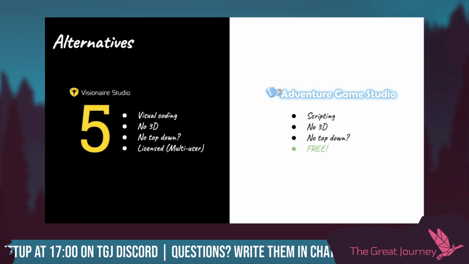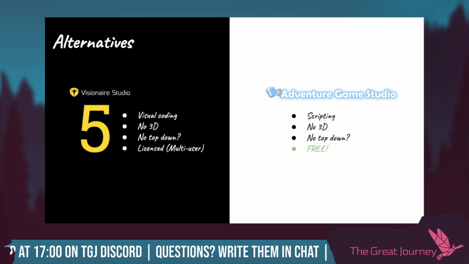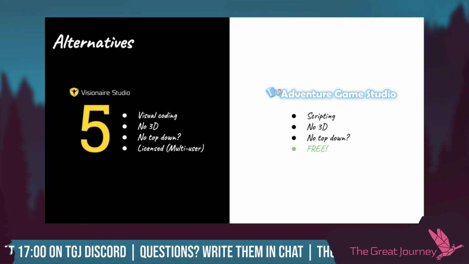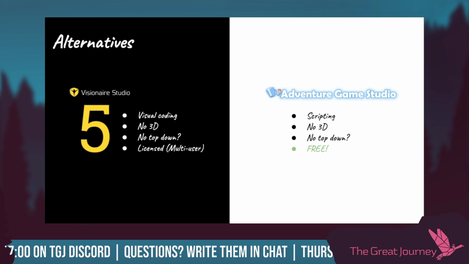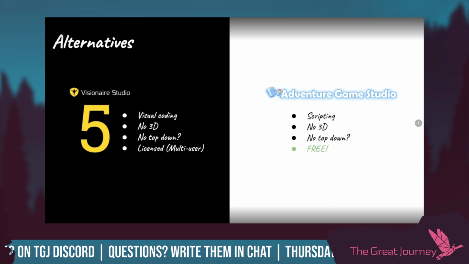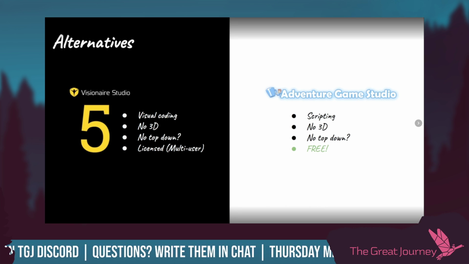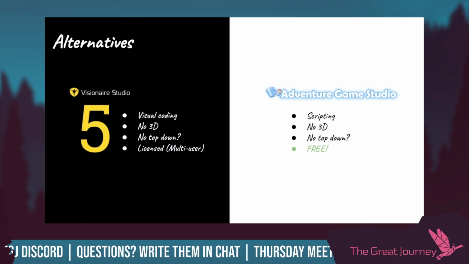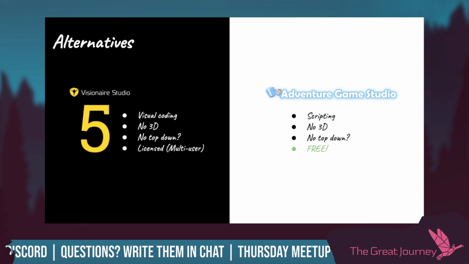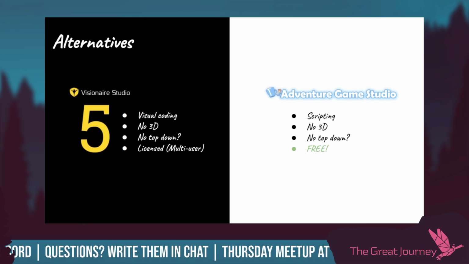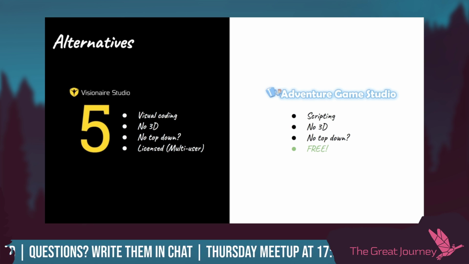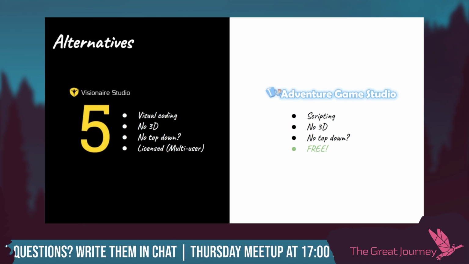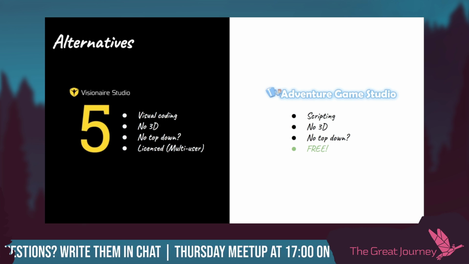And then we also have the Adventure Game Studio. It doesn't have visual coding, but it has a very neat system for scripting, and from what I can tell, it's based on C. They also have 3D, and I haven't seen any support for top-down games either. But the biggest pro, I guess, is that it's free. So if you want to just play around, you can try Adventure Game Studio.